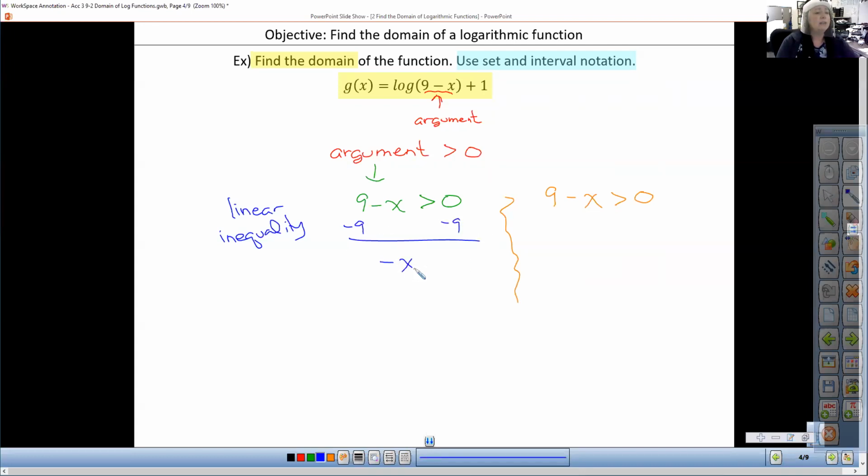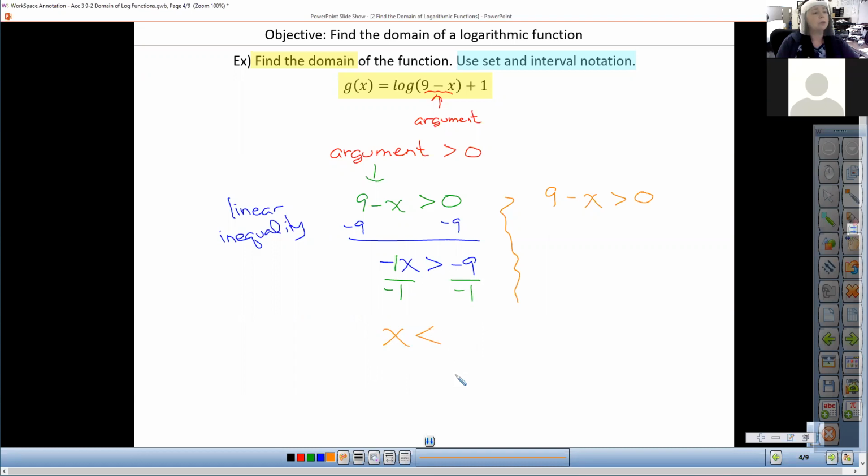This will give me negative x, and subtraction does not change my inequality symbol, so it would still be greater than. But now I'm going to have to undo this negative 1 by dividing both sides by negative 1. And with an inequality of this type, when I divide both sides by a negative, that does require me to change the symbol. So my greater than becomes less than, and I get x must be less than 9.